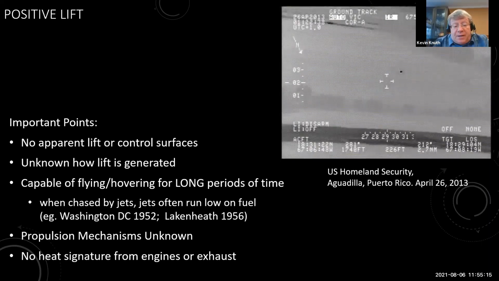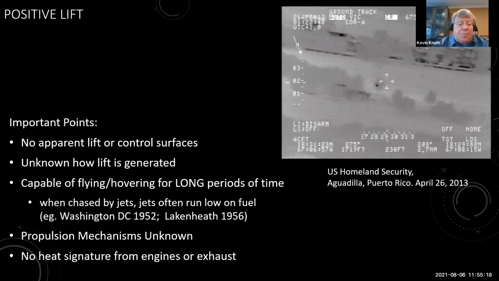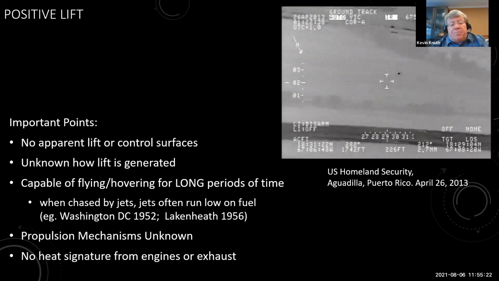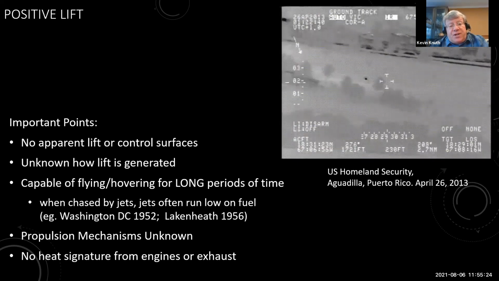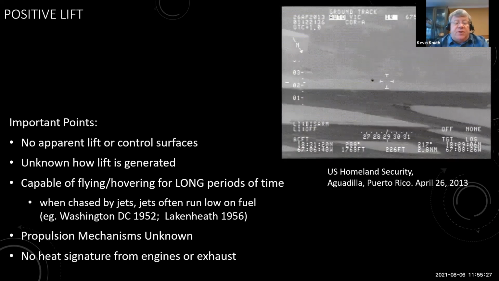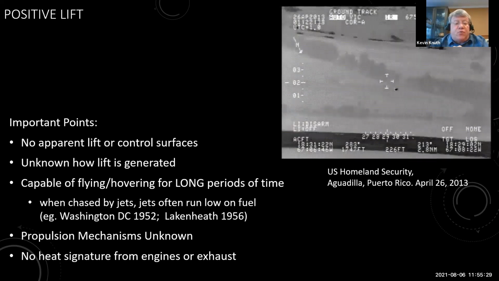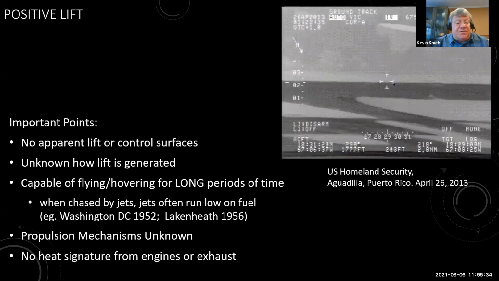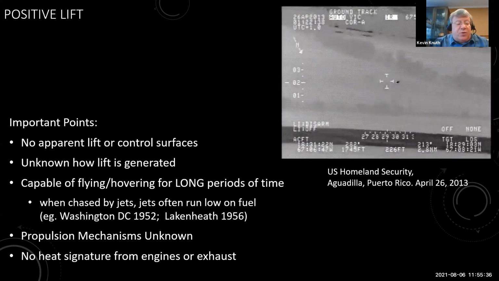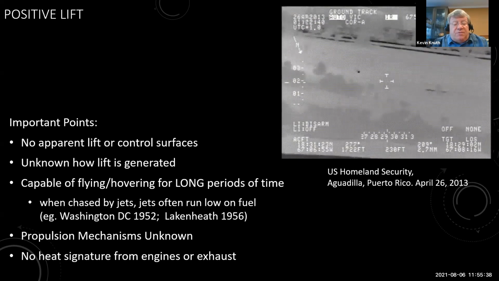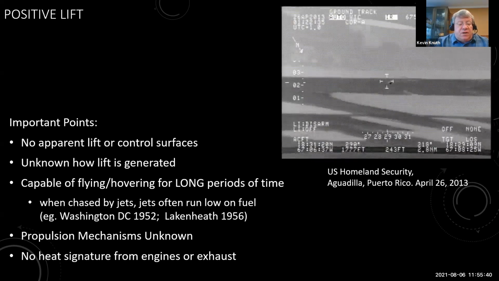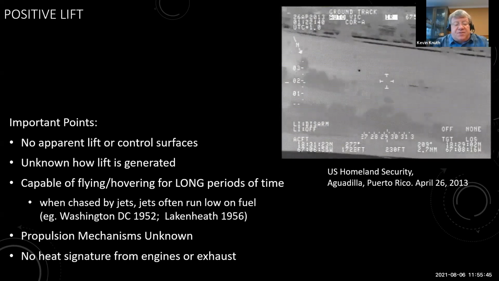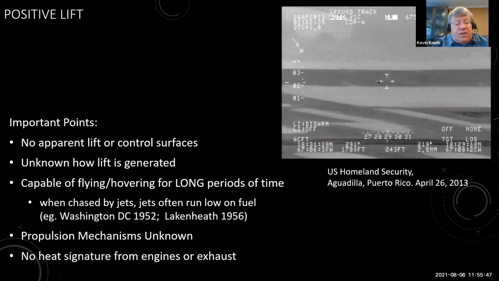Objects like this, UAP, have been observed to be capable of flying and or hovering for long periods of time. When chased by jets, there are many examples where jets have chased these objects and run low on fuel and had to go back and refuel, or send up another jet instead. So the two well-known cases are the 1952 UFOs over Washington, D.C., and in 1956 over Lakenheath.